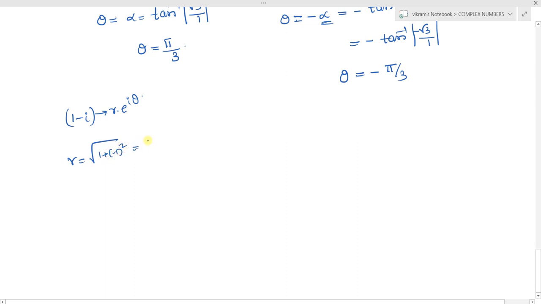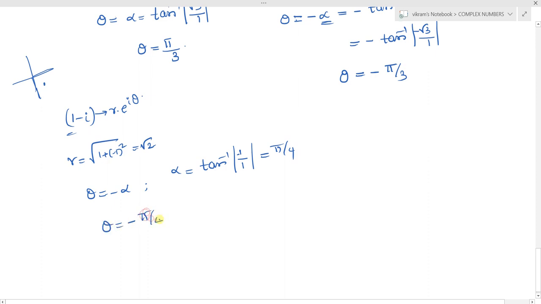We will get it simply as root 2. Okay, which is equal to root 2. And theta: for 1 minus i, the real part is positive and the imaginary part is negative, so it is in the fourth quadrant. Then theta equals minus alpha, where alpha equals tan inverse of the modulus of the imaginary part, 1 by 1, which is simply 1, which equals pi by 4. That means theta equals minus pi by 4. Okay, theta equals minus pi by 4.